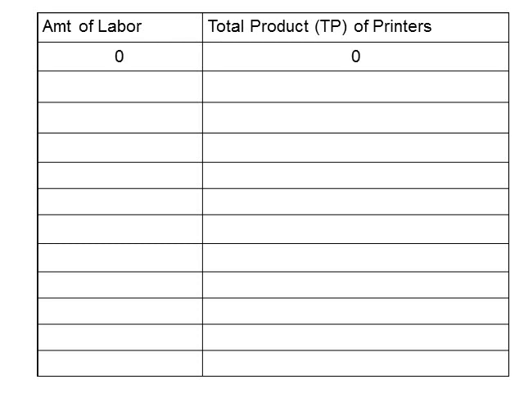When Colleen and Boris employ no workers, their production is 0 printers. When they employ 1 worker, their production is 10 printers. When they employ 2 workers, their production is 26 printers. When they employ 3 workers, their production is 36 printers. When they employ 4 workers, their production is 44 printers.